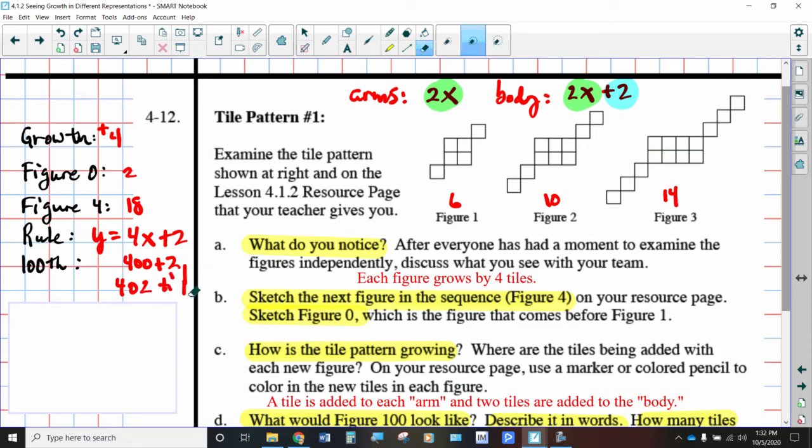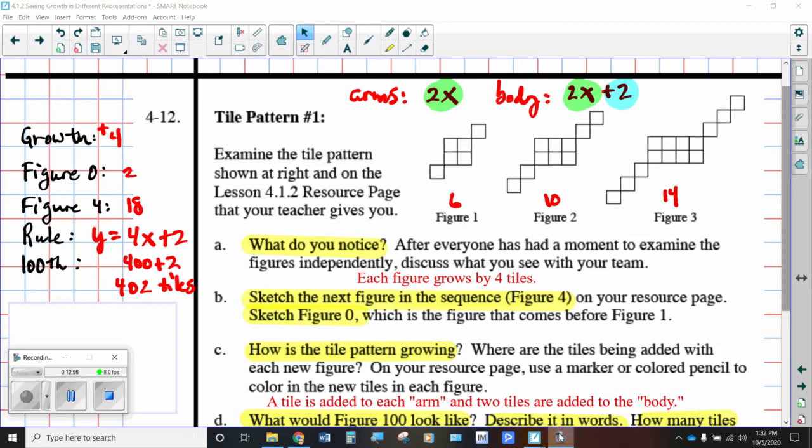Oops. Very, very messy. Much better. All right. Let me pause for just a moment.